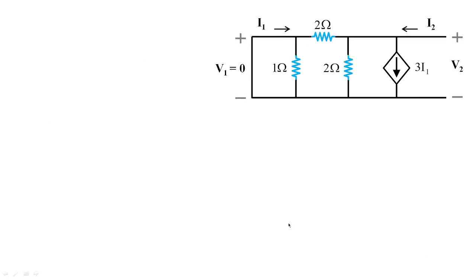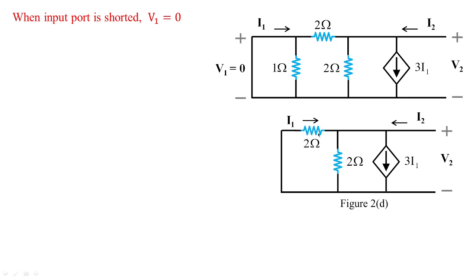Now when the input port is shorted, figure 2 changes to figure 2D like this, because only this one is getting shorted. You have 2 and 2 which are in parallel. In fact, this parallel combination leads to the value of 1 ohm. But before doing that, remember I2 is flowing over here, and 3I1 is a dependent current source. So though V1 value is equivalent to 0, I1 is not 0. That is why we have to consider this 3I1 strongly at this particular point.